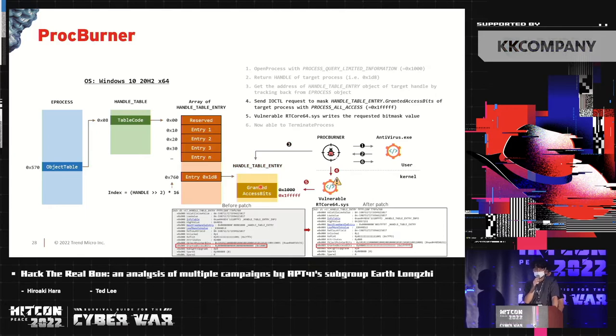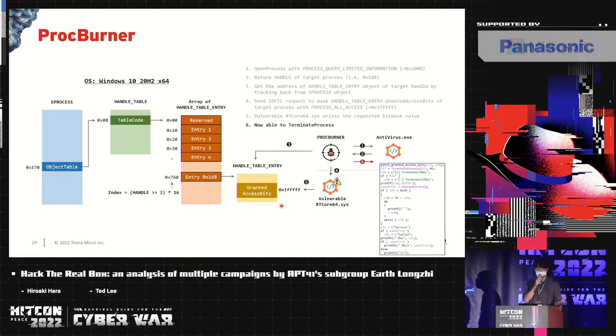Then ProcBanner sends an IOCTL request to the vulnerable rtcore64.sys to overwrite the handle table entry's granted access bits with the process all access value. In this case, it's 0x1FFFFF. So it's patched, and the handle to the target process is all access, so we can do whatever we want. ProcBanner just calls TerminateProcess to terminate the process. It works even if the target process is protected by self-protection or something, so it can be terminated by this technique. This is how ProcBanner works.